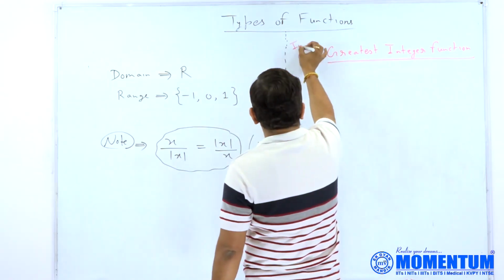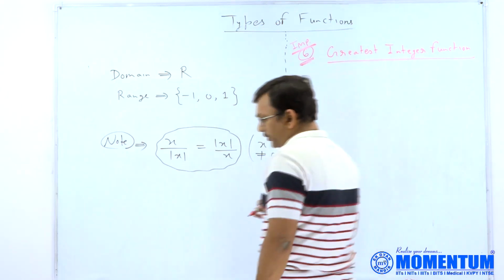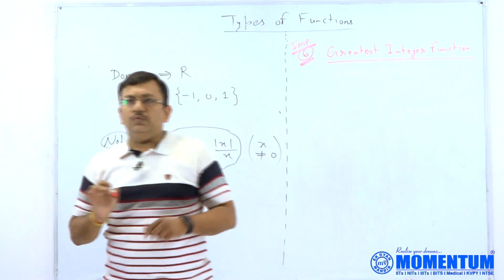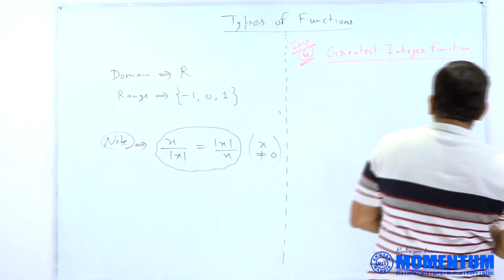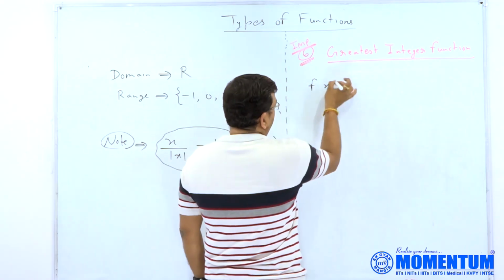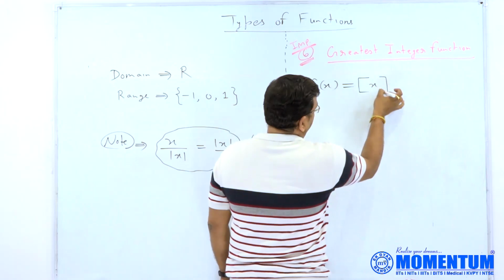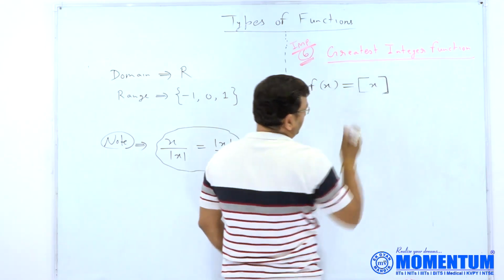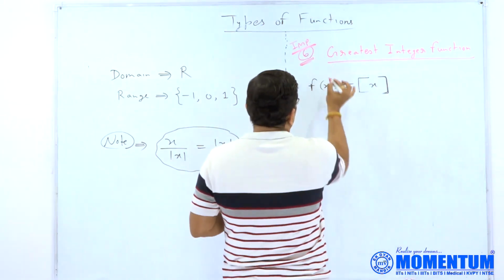And write important for it. It's a very important type of function. पूरे क्लास 12 के सिलेबस में बार बार आपको ये मिलेगा. Greatest integer function. How is it denoted? What is the symbol? X inside the square bracket. This is the symbol of greatest integer function.